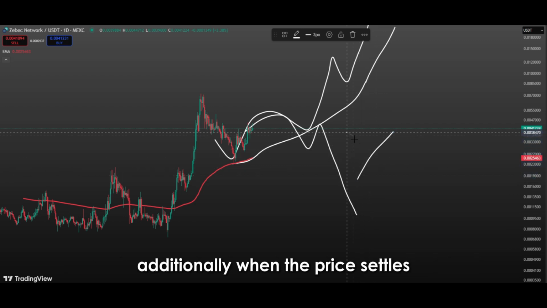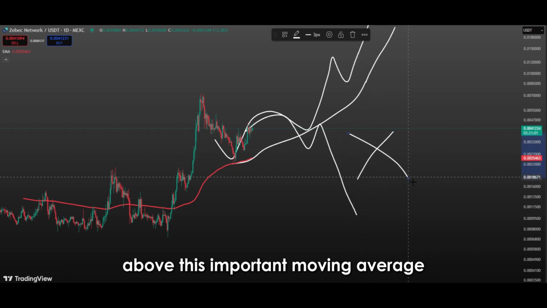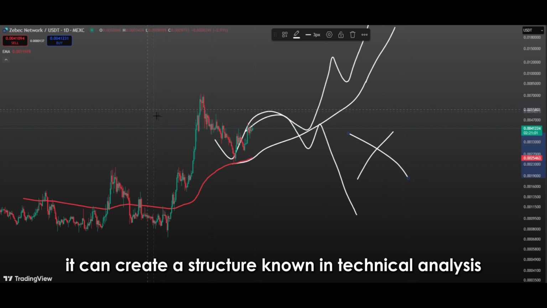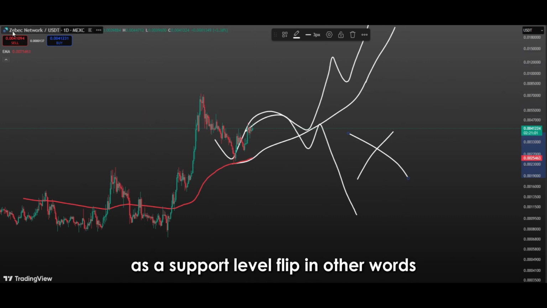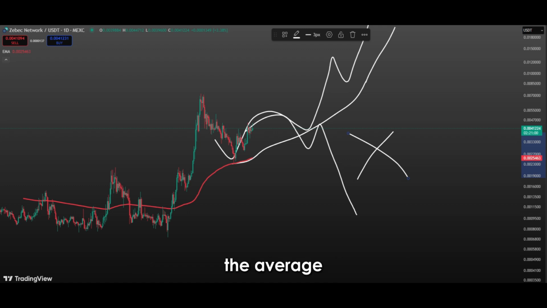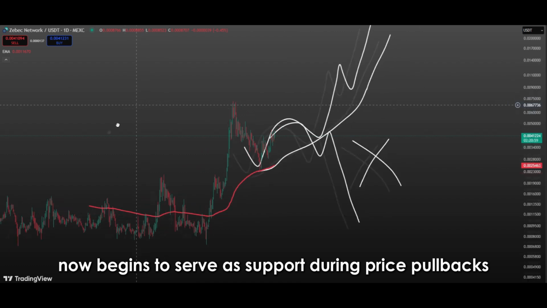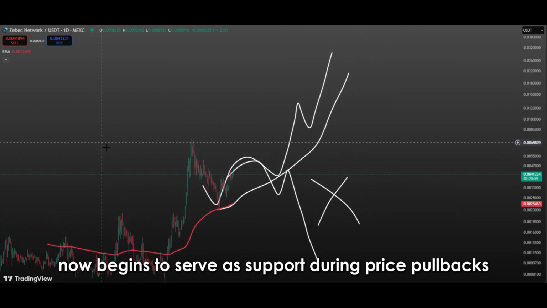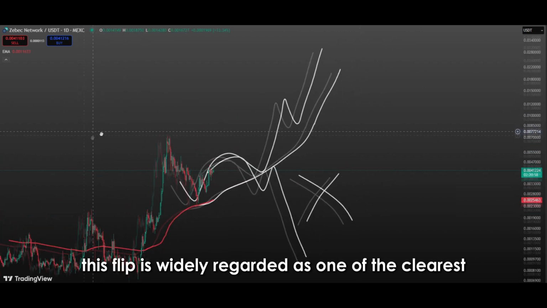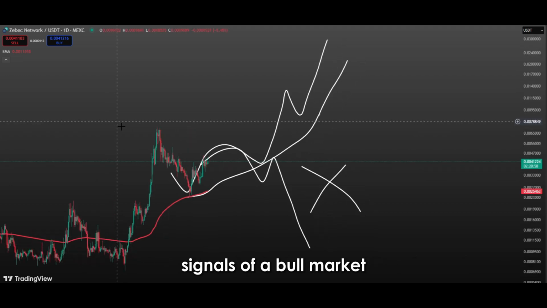Additionally, when the price settles above this important moving average, it can create a structure known in technical analysis as a support level flip. In other words, the average, which previously acted as a strong resistance point, now begins to serve as support during price pullbacks. This flip is widely regarded as one of the clearest signals of a bull market.